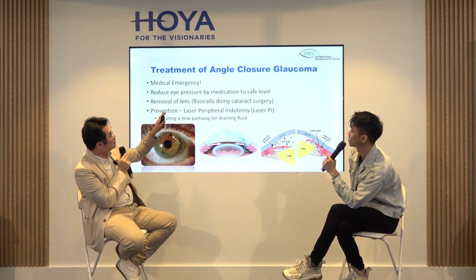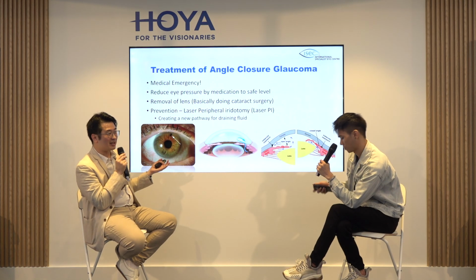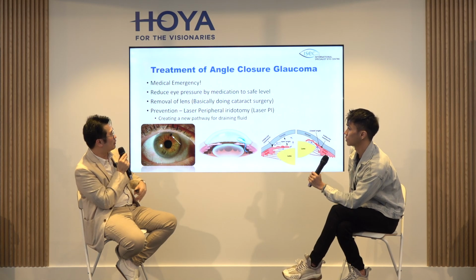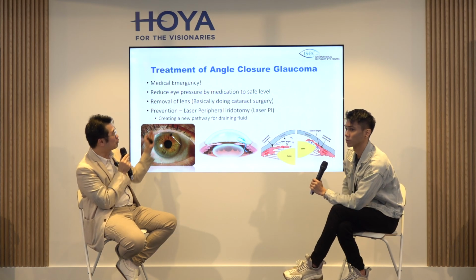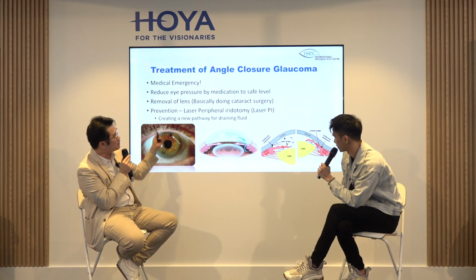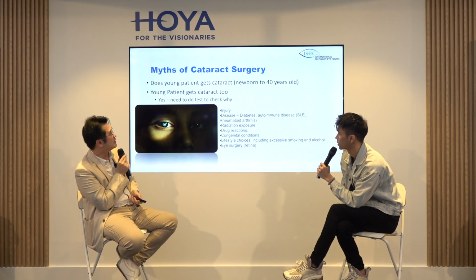The angle closure glaucoma is a medical emergency. Like I said, these are rare. This is one of them. The eye pressure will be very high, and we need to remove the lens to do a cataract surgery as soon as possible. You can also do a laser for that.